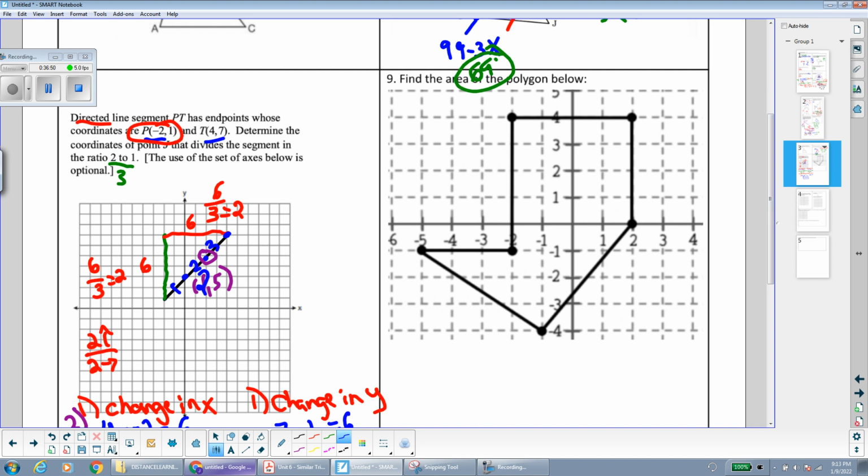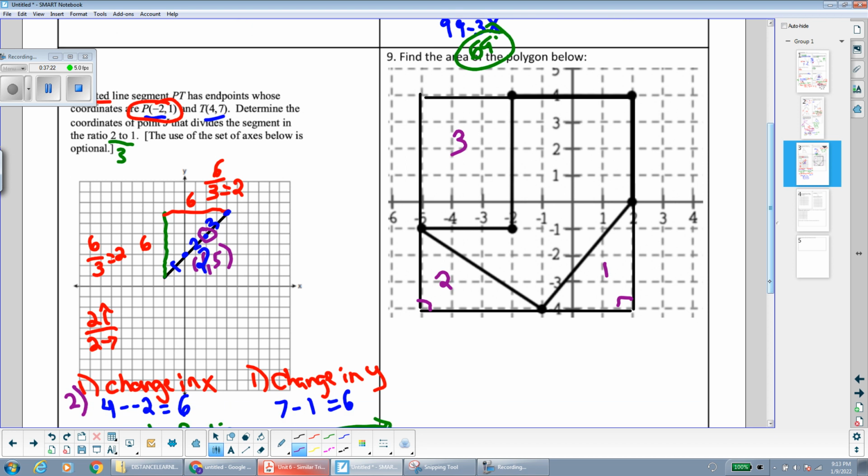Find the area of the polygon below. Okay, so I'm going to draw a box around the polygon, and I want to include as many of the vertex points as I possibly can. I'm not going to get this one in, but that's okay. I see here that I have 2 right triangles, and I also have a third shape here. It looks like a rectangle. So I'm going to find the area of the entire box, the whole thing.